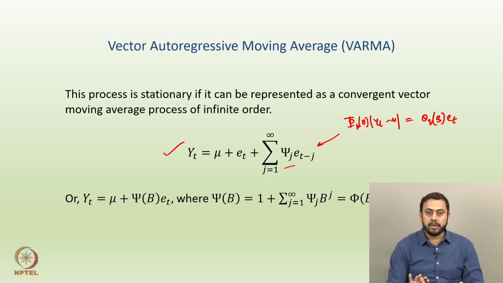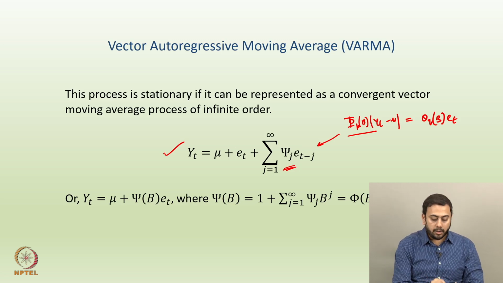Here, if you notice, first we are bringing this μ to the other side. The other thing is we are taking an inverse of this φ_p(B) coefficient and moving it to the right-hand side. So essentially Y_t is nothing but μ plus ε_t plus this infinite sum, j going from 1 to infinity, of ψ_j coefficients applied on ε_{t−j}. The whole question is what ψ_j is, and from discussing what ψ_j is, we will have some connection between these two equations.